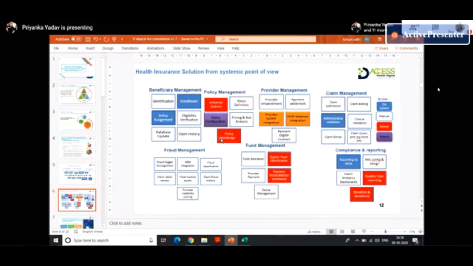So most of the insurance providers have a beneficiary management system. We can also call it a beneficiary database. The beneficiary database will have all the information from demographics to which policy, what coverage the particular beneficiary has, all the exclusions, inclusions, every detail of that particular beneficiary.